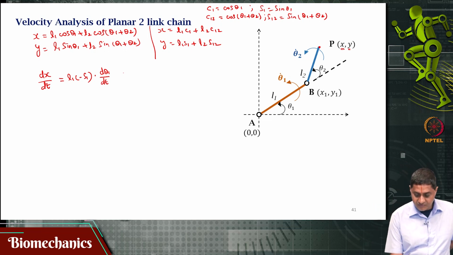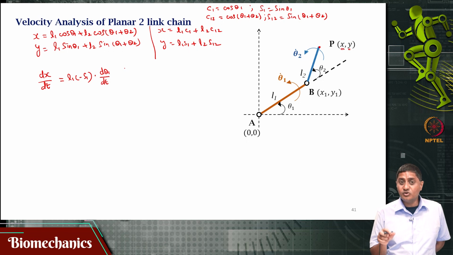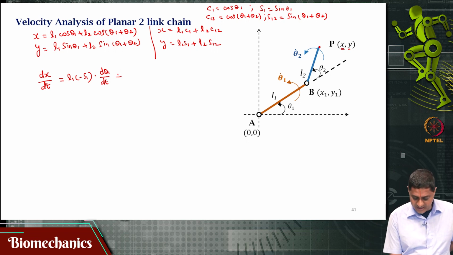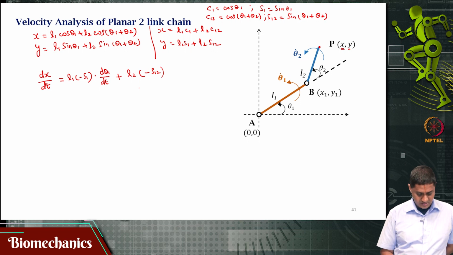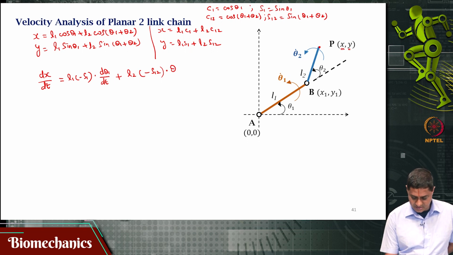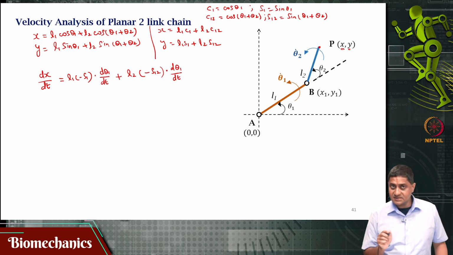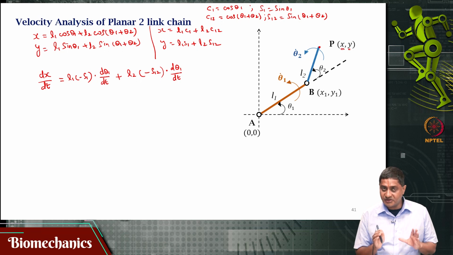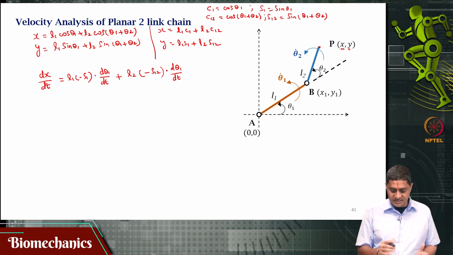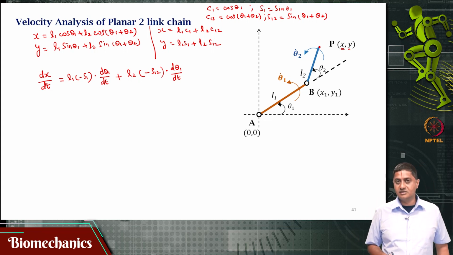The next term, again L2 does not change, but C12 will change, so plus L2 times minus S12 times d theta 1 by dt. But then we realize there are two thetas involved which will have to be differentiated using chain rule. Now, let us take a brief detour and come back and do this.